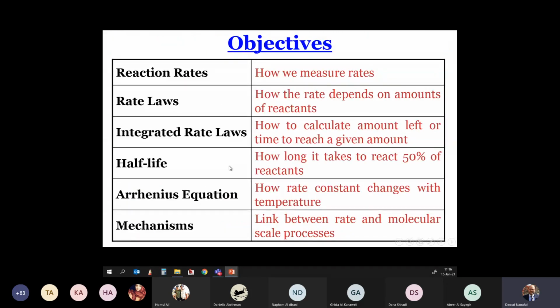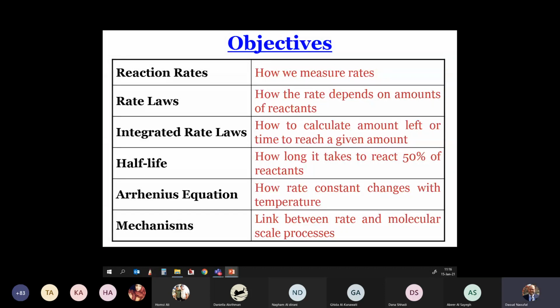So what are the main objectives of chemical kinetics? In the previous slides, I gave only notations and definitions. Now we will start the chapter. What are the objectives of chemical kinetics? First, the reaction rate, the rate of the reaction.